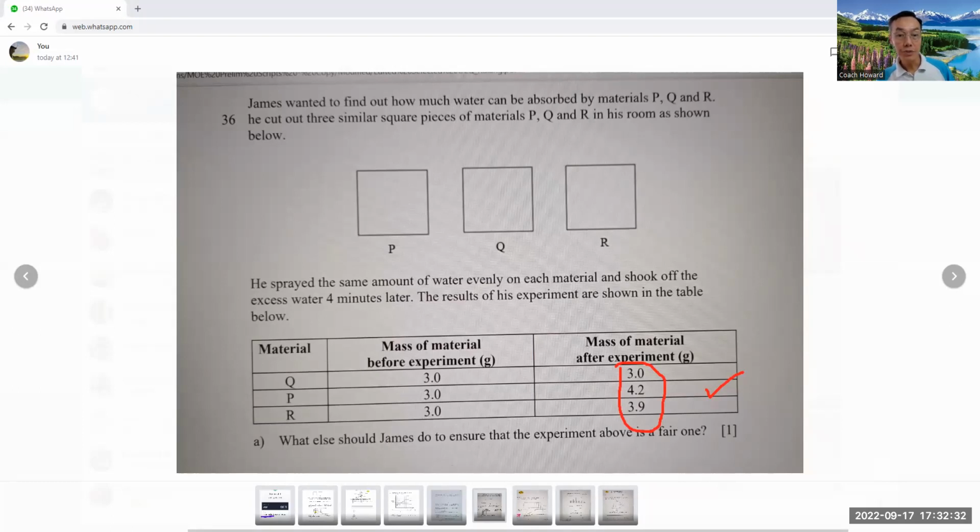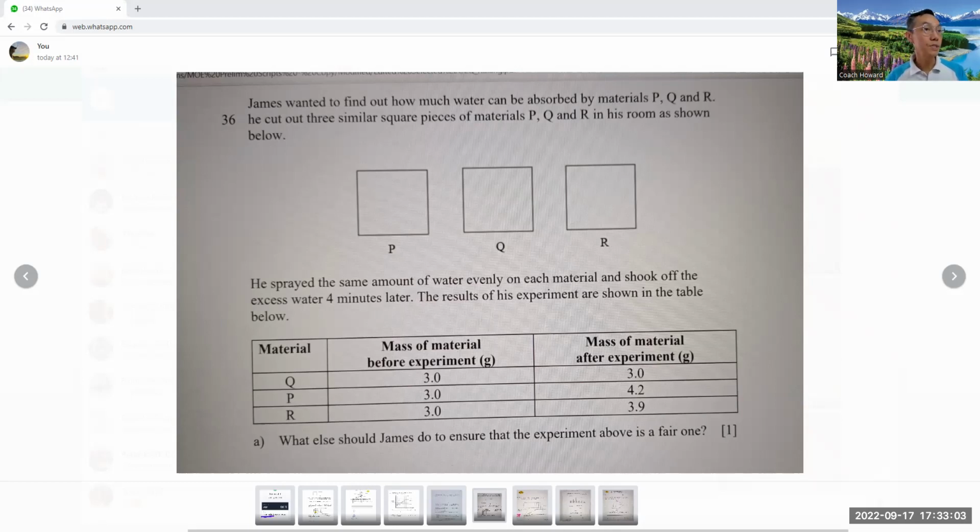So what else should James do to ensure the experiment is a fair experiment? So you should say about the thickness of the material. You change that. So for this answer, which is question 36, James should ensure that the materials are of the same thickness.